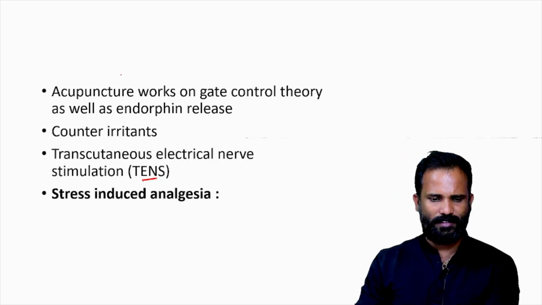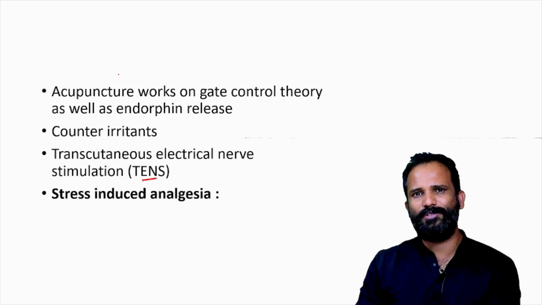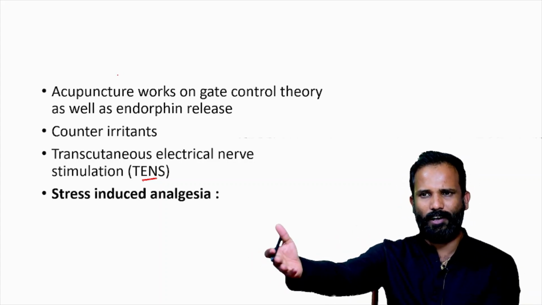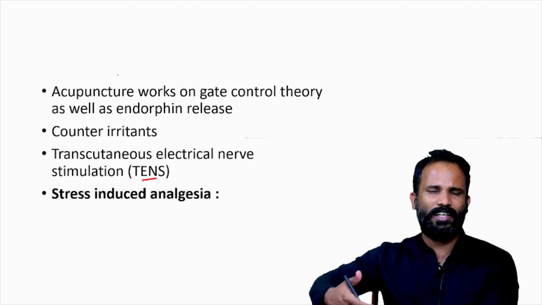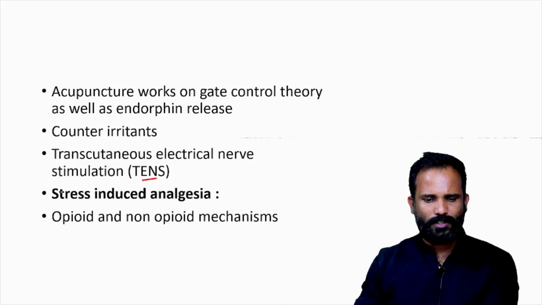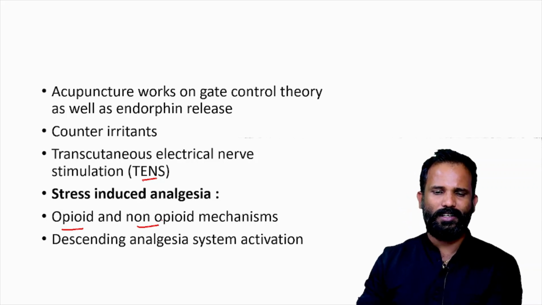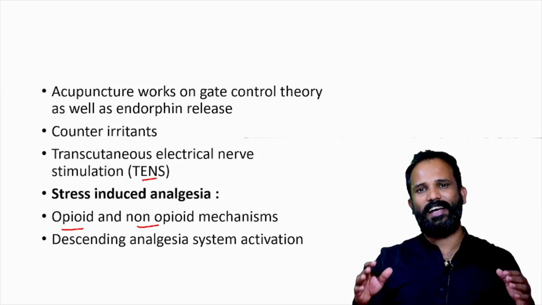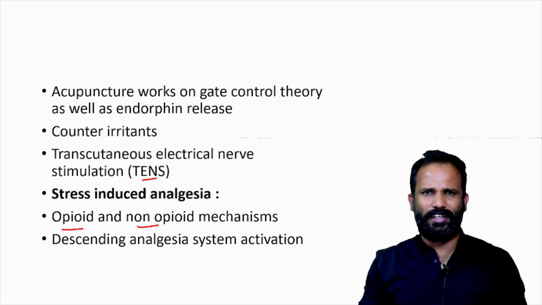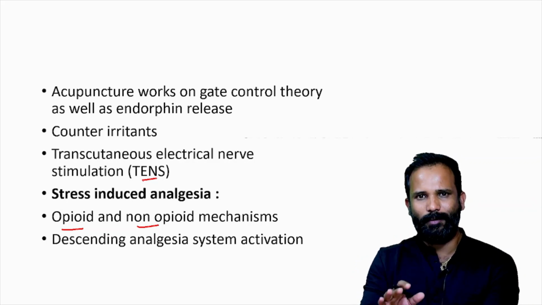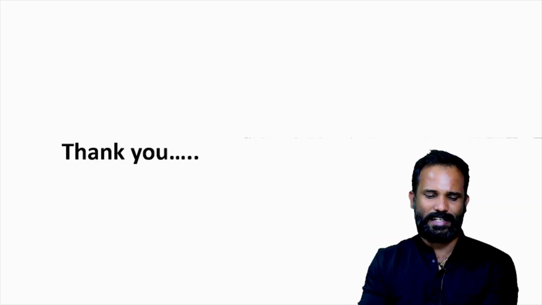Stress induced analgesia. So as we mentioned, when a person is working in a war field, even if he gets a grievous injury, he will fight. So it acts through both opioid and non-opioid mechanisms as well as the descending analgesia system. So it acts through all the ways. So this is how pain is inhibited or pain is less transmitted.